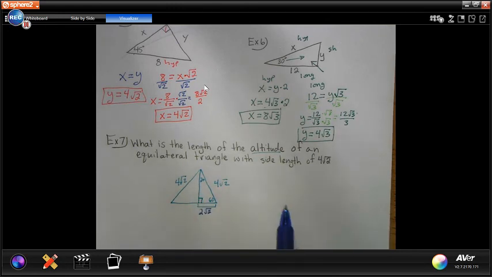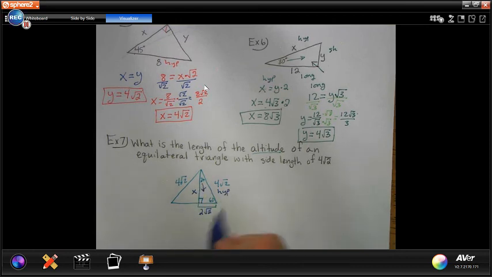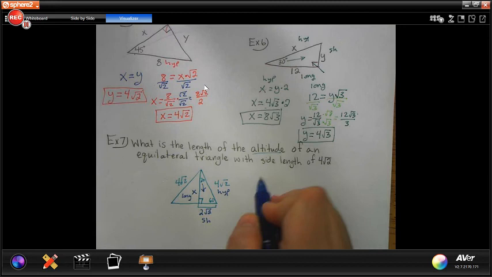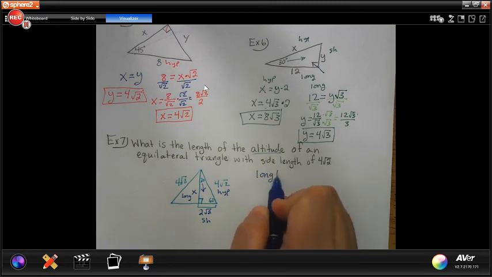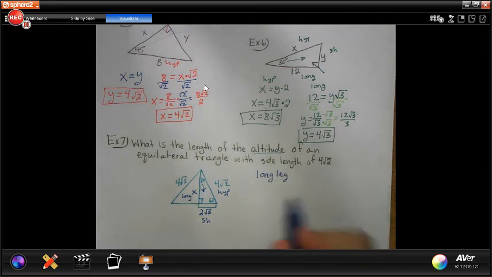And then it says, what is the length of the altitude? So we need to find that. So this is the hypotenuse. The 30-degree angle points that way. So this is the short leg, which means x is the long leg. So we're going to use the long leg formula. So the long leg equals the short leg times radical 3.